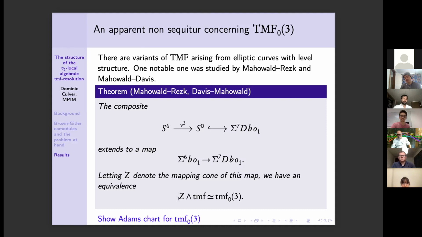Okay. Can I ask a question? Sure. If I have it right, this Z is a complex with 6 cells. 8 cells. Oh, 8, sorry. Right. Okay. Do you have a cell diagram for it? Oh, not on me, no. But I'm sure there is one in Davis-Mahowald. I think you can find one in Davis-Mahowald.